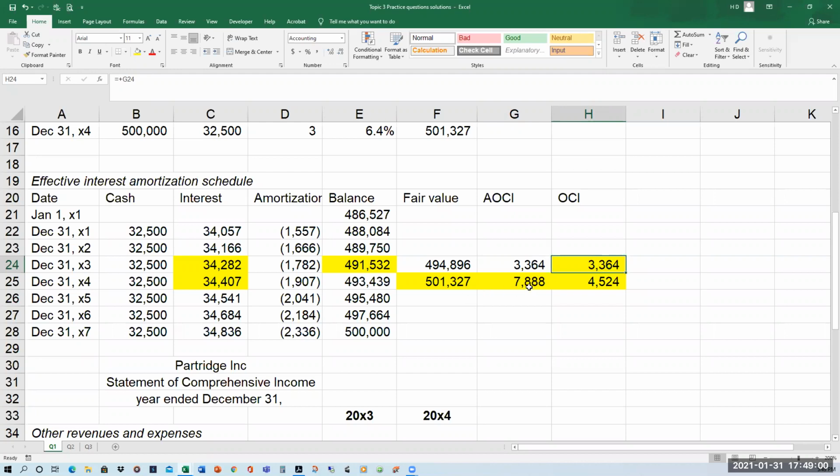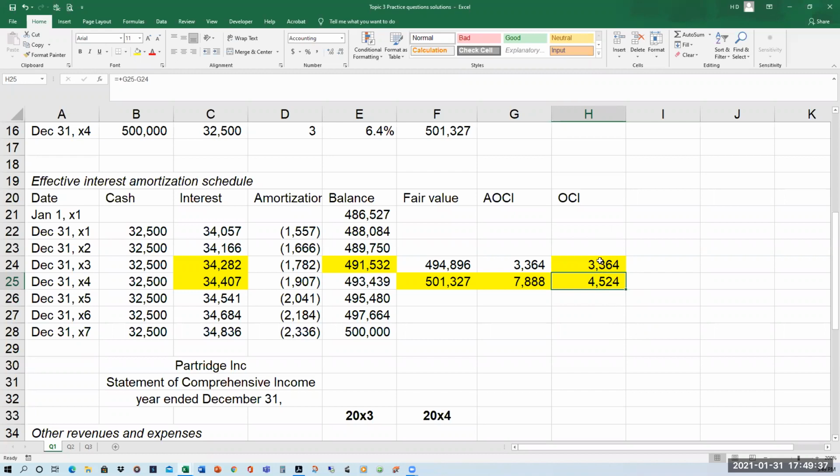Later on, at the end of the year, we again calculated the balance in accumulated OCI, which turned out to be 7,888. Now, 7,888 minus the 3,364 was the additional other comprehensive income adjustment, $4,524. We didn't do journal entries. They weren't required, so I'm not going to go down the path of recording journal entries here. I want you to be able to figure out the reported numbers without resorting to journal entries.